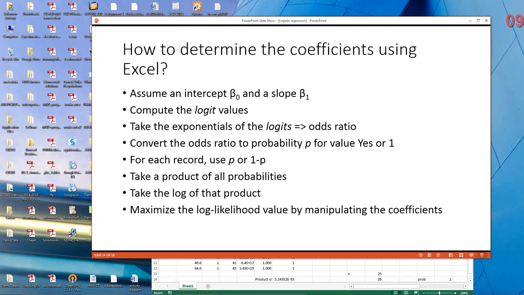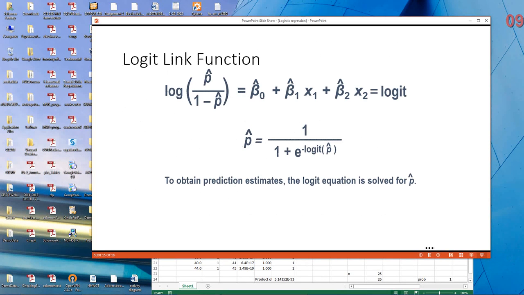Then we either use p or 1 minus p. Then we take a product of all the probabilities, and then we take the log of that product of the probabilities. Then we maximize a log likelihood value, that's called log likelihood value. We maximize it by manipulating the coefficients. Okay, now how is that done? I can demonstrate that using Excel. So let's switch to Excel just for 1 minute.